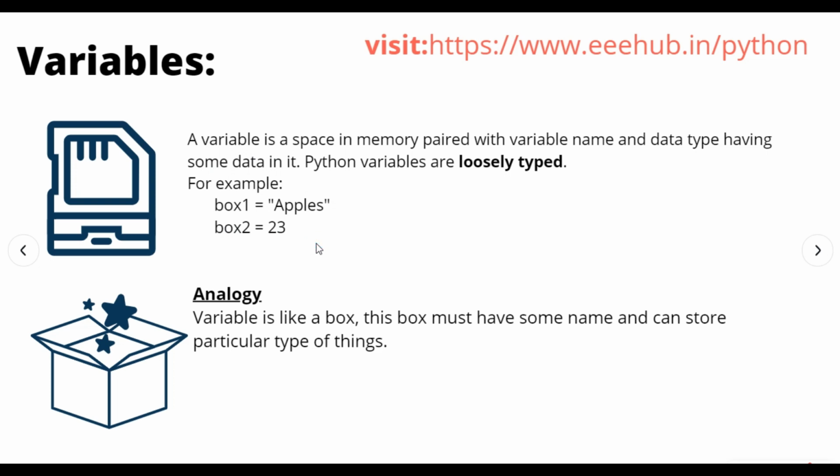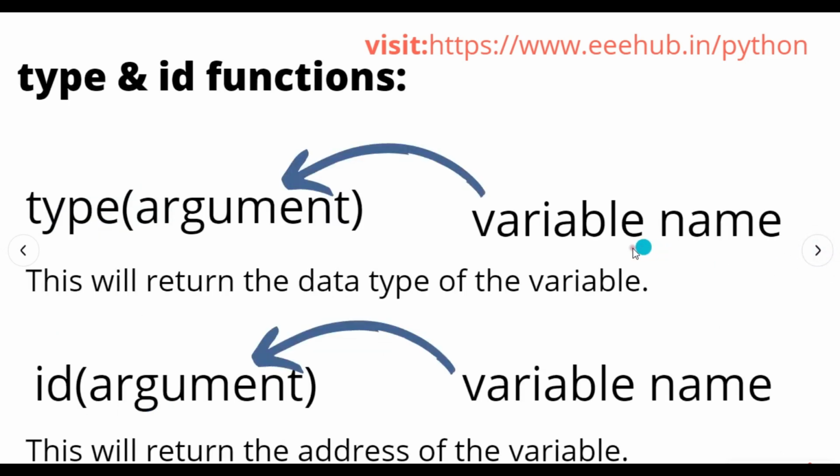But before that we should know what is the type function and what is the id function. So let's move to the next slide. The type function is a function which will help you identify the data type of the variable. In the type function you have to put a variable name as an argument, inside this parenthesis. And the id function will help you find the address of the variable. We will see this in action in the command prompt. Let's see how we can define or declare a variable, and how we can know the type of that variable. After that we will find the address of that variable. So let's see.